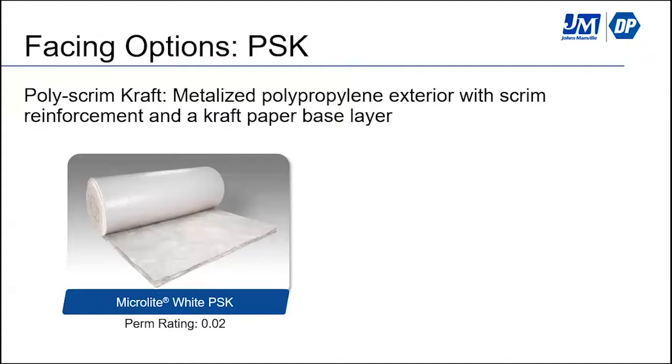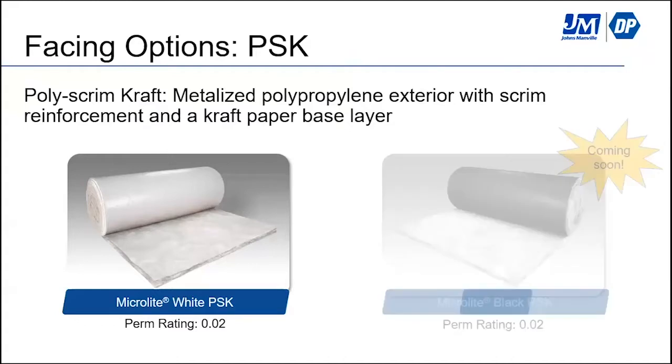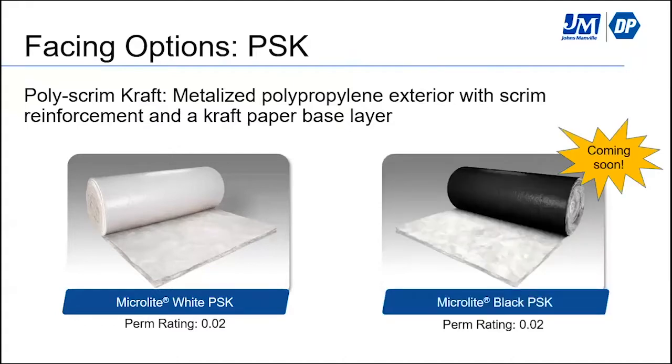And I'm going to take that opportunity. We're getting ready to launch a new product here at Johns Manville that's coming soon, and that's going to be our Microlite Black PSK, which is that same polypropylene reinforced scrim facing, but it's going to be black in color. So, the same reasons as the white, the aesthetic nature of the product. You see a lot of the open ceiling trends that are happening out there today.